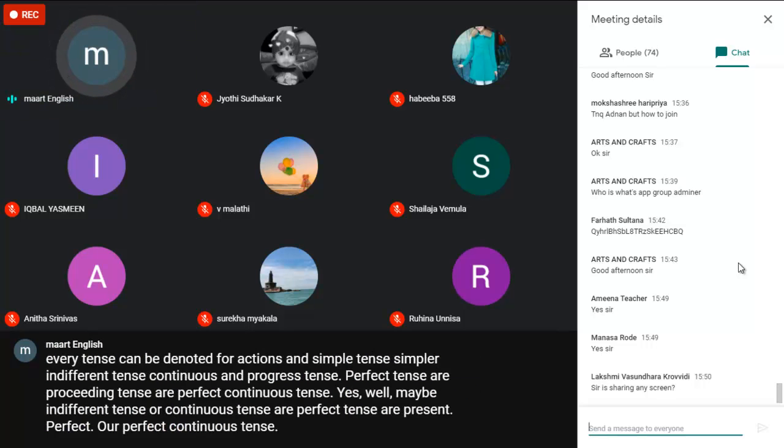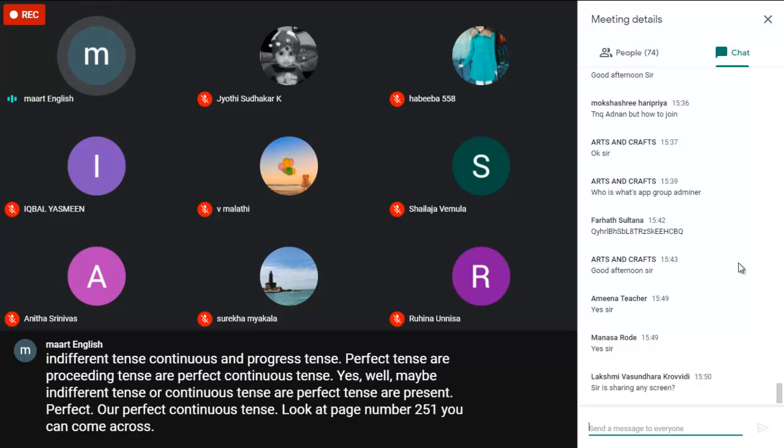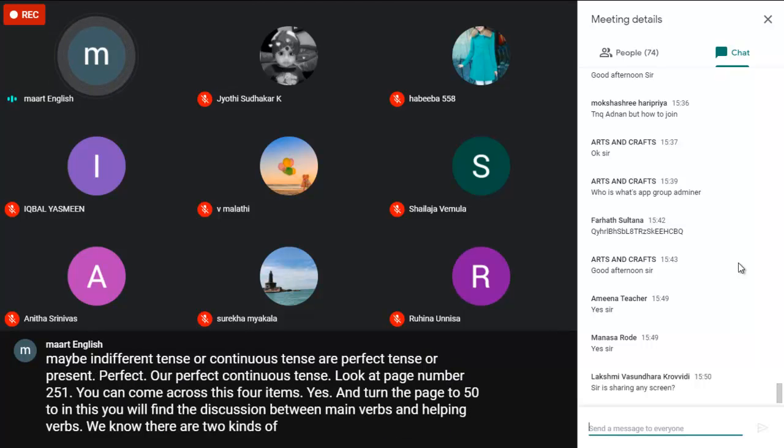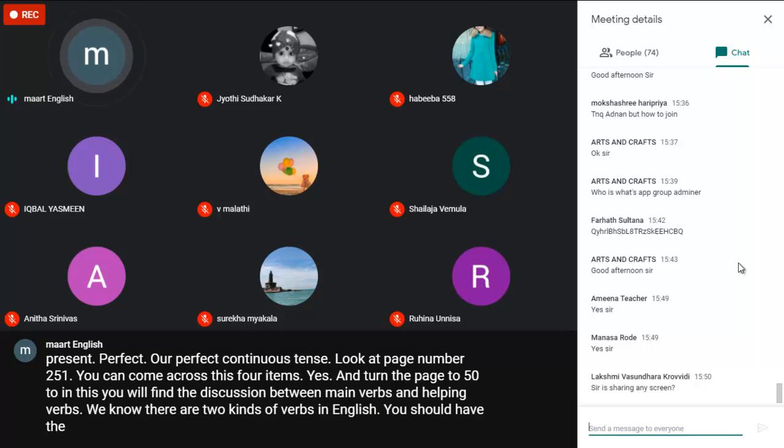Look at page number 251. You can come across these 4 items. Then turn the page to 252. In this, you will find the discussion between main verbs and helping verbs. There are 2 kinds of verbs in English. You should know the difference between main verbs and helping verbs.